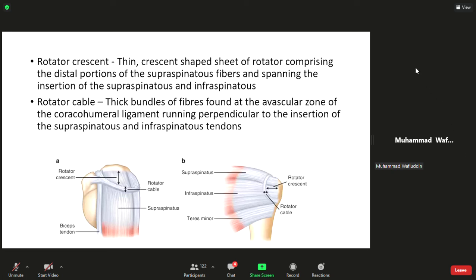The slide again. In addition to the basic anatomy just now, it was made stronger by this structure. It's seated to the humerus. There is a rotator crescent, as you can see here, which is formed by the distal portion of the supraspinatus fiber, and then the rotator cable, which is formed by the coracohumeral ligament. So this structure adds on to the stability and strength of the rotator cuff.